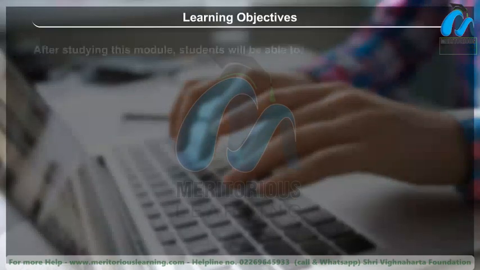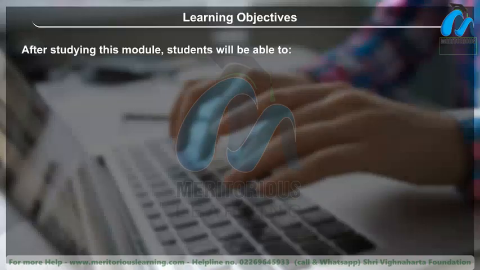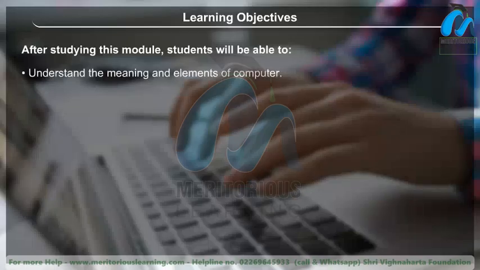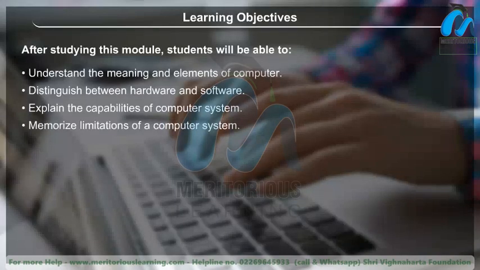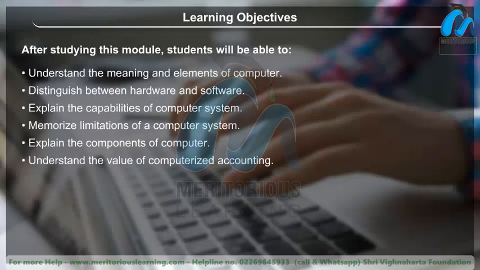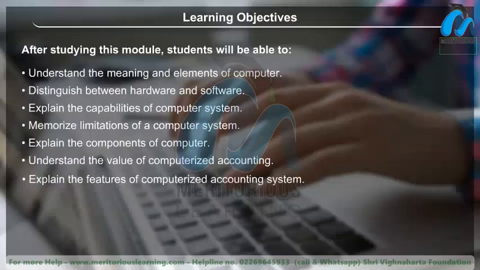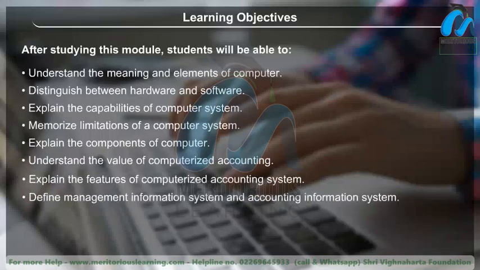Learning objectives. After studying this module, students will be able to understand the meaning and elements of computer, distinguish between hardware and software, explain the capabilities of computer system, memorize limitations of a computer system, explain the components of computer, understand the value of computerized accounting, explain the features of computerized accounting system, define management information system and accounting information system, design comprehensive accounting reports.